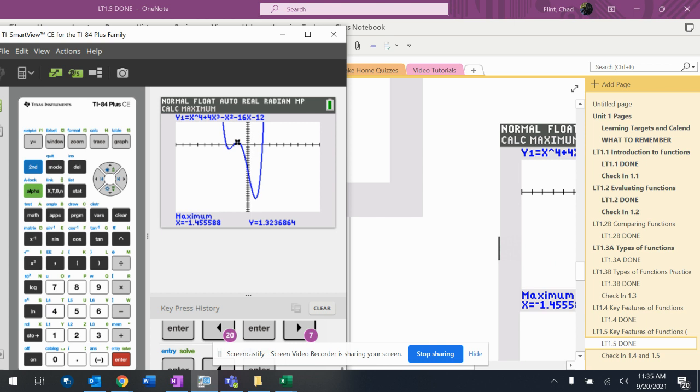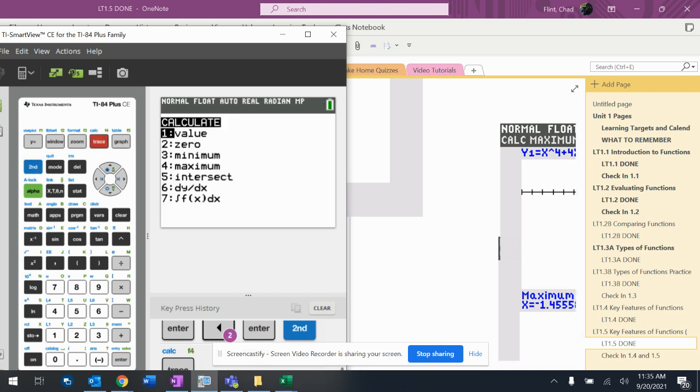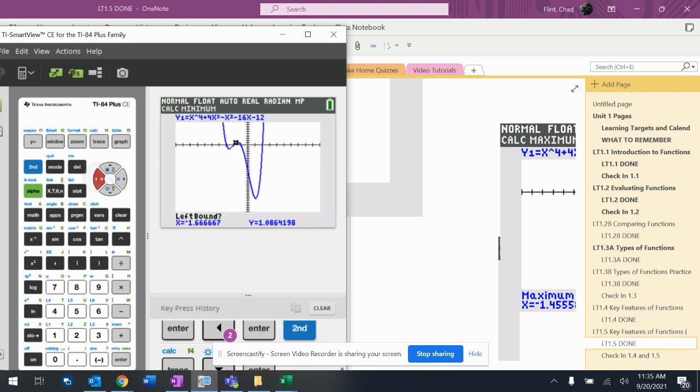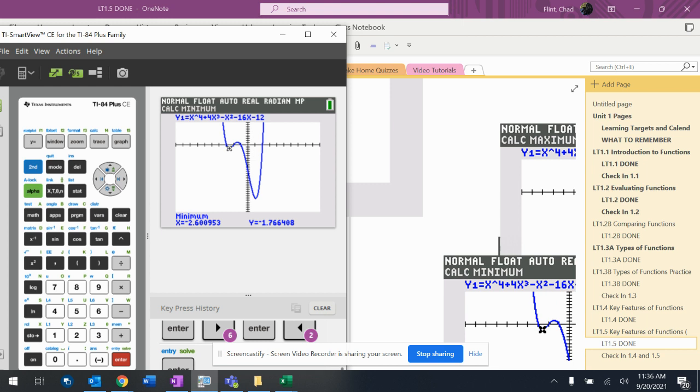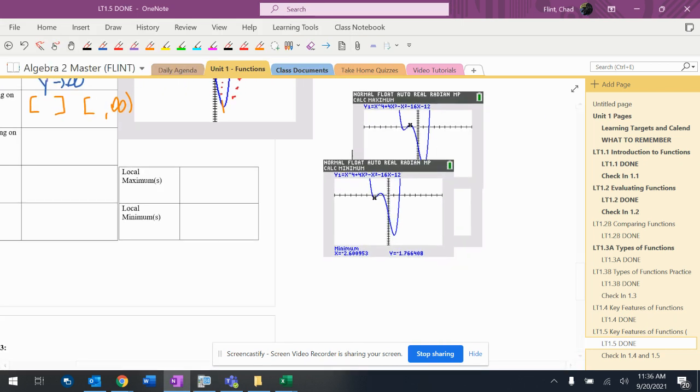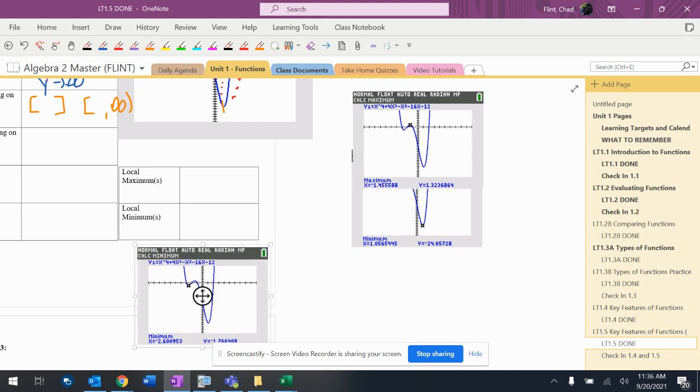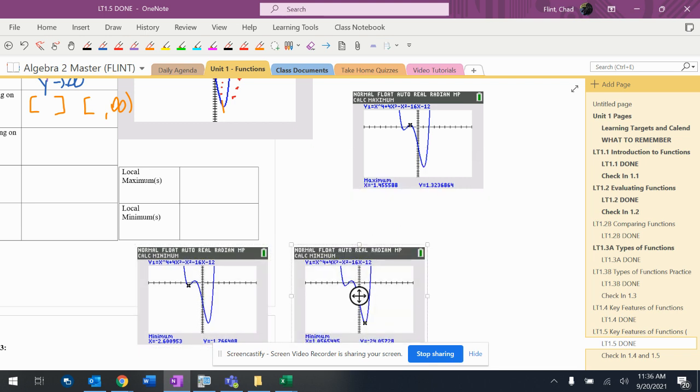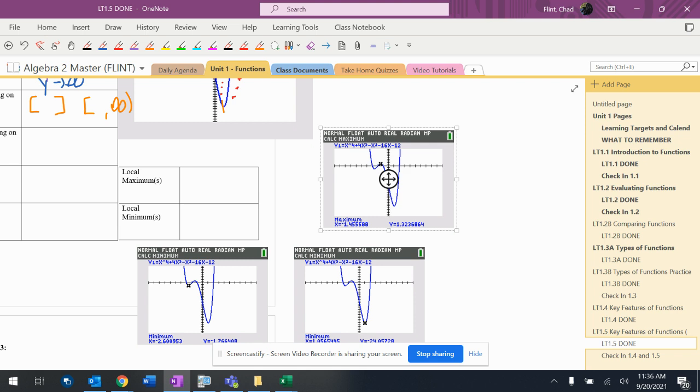And then there's another minimum I got to find. So second trace for calculate, minimum. Now the left is going to be over on this side this time, and the right's going to be maybe over there. My guess is right there. And then there's my next minimum. So I'm going to drag and drop that. Now let's go back into here and let's organize these things. So I'm going to click on that, drag it right there, click on that and drag it right there, and drag it right there.